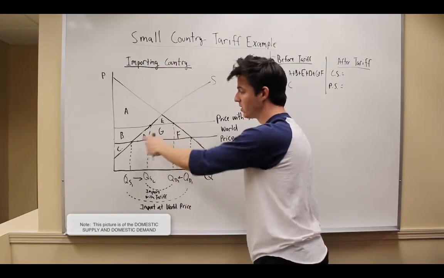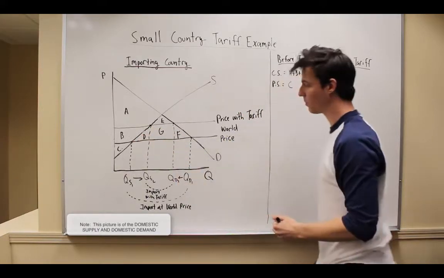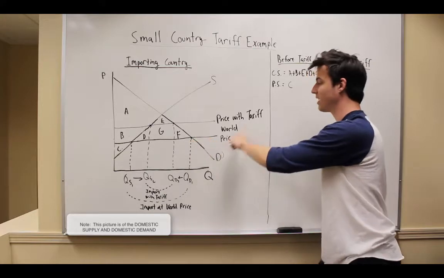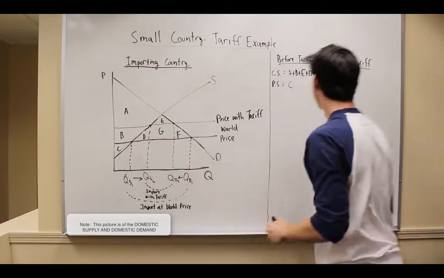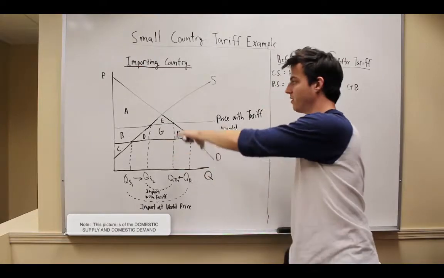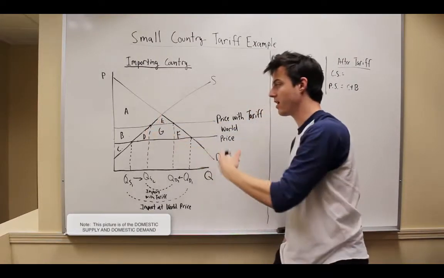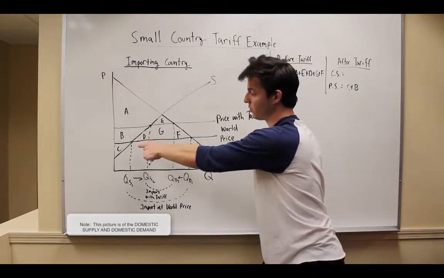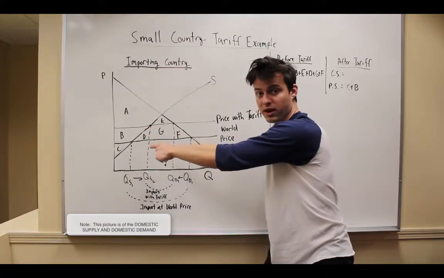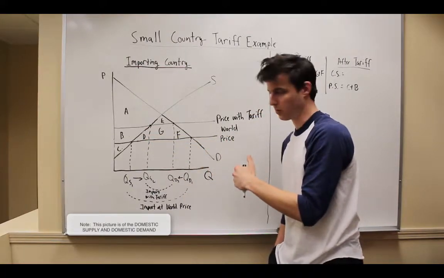Because of a higher price, we now have more supply, which is gaining producer surplus. So our new producer surplus with the tariff is going to be our area C plus B. And we want to remember that these are domestic firms that are gaining. Foreign suppliers are not helped by the tariff because it's a tax on them, but domestic producers are helped by the new higher price.